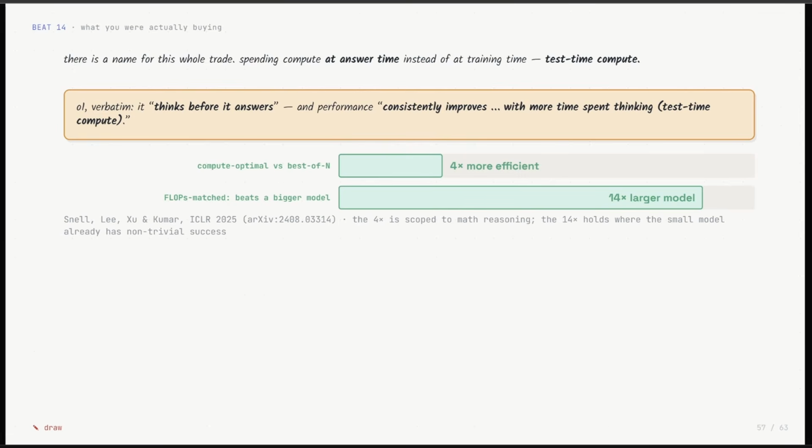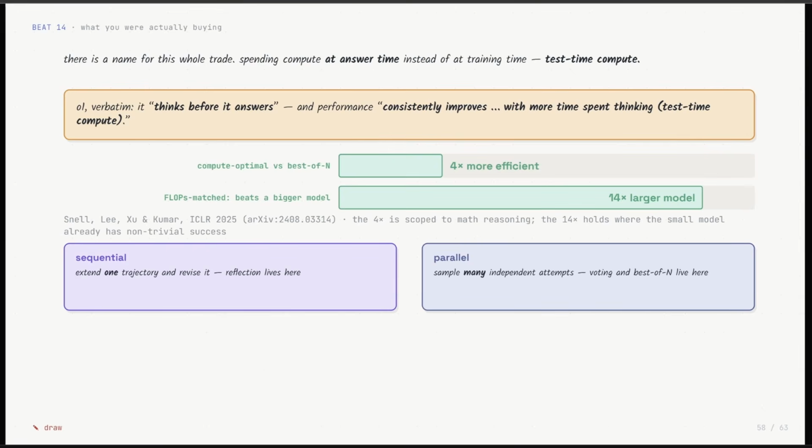So how good is that trade? There was a paper from ICLR 2025 that measured a compute optimal strategy, and we are seeing that it is 4 times more efficient than a best of n baseline. And in a FLOPs matched comparison, test time compute on a small model can outperform a model 14 times larger. But there is still a caveat here. The 4 times is scoped to math reasoning, and the 14 times holds where the small model already had non-trivial successes. Those are the two obvious caveats.